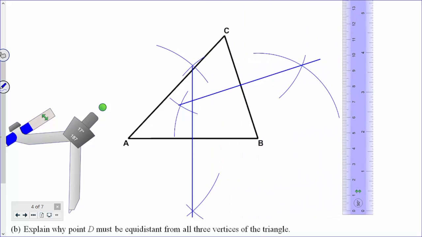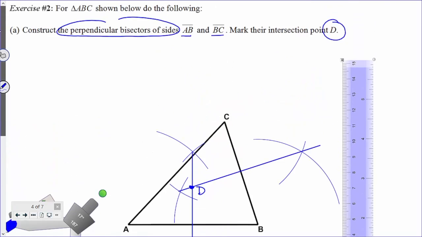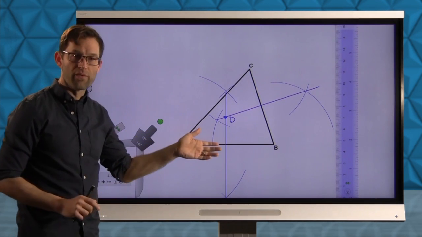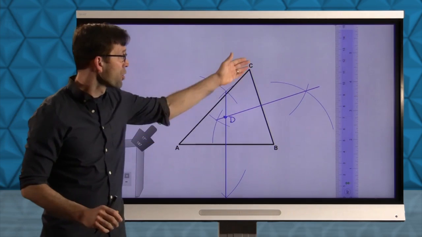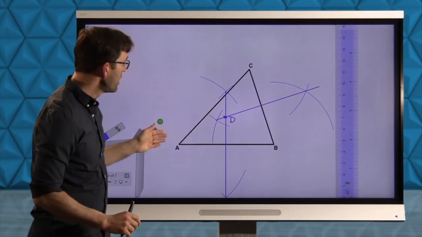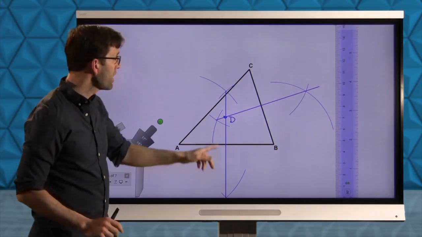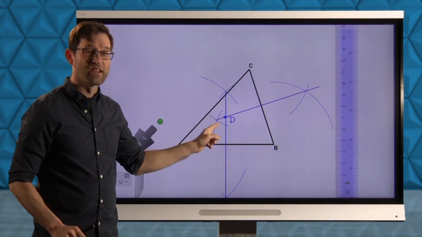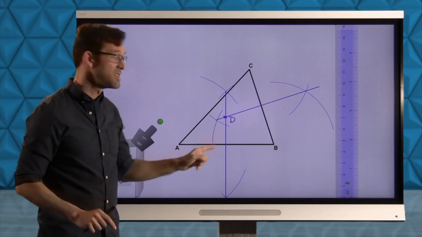Okay. So, perpendicular bisector of AB, and then point D. I think that's what I said to label it. Let's just make sure. Mark their intersection point, point D. Okay, so far, this is what we've got. All we've done is the perpendicular bisector of one side, the perpendicular bisector of the other side, and their intersection point. But that intersection point is key, and let's see why.